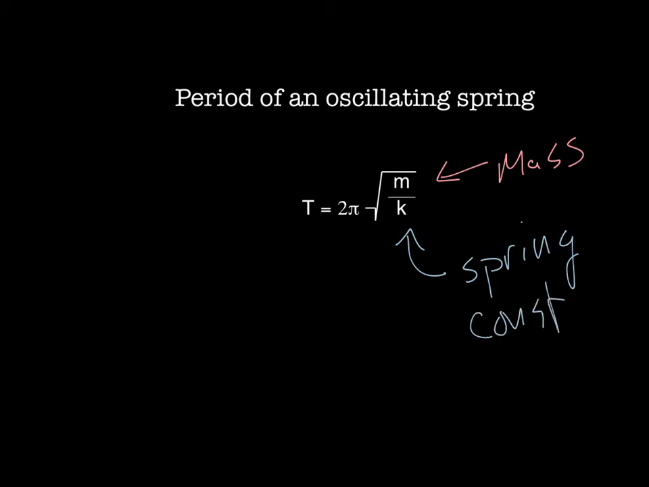So you'll see that the mass and the spring constant are what affect the period. If I increase the mass, it's in the numerator, so the period gets longer or bigger. If I decrease the mass, then the period is going to get smaller. If I increase k, then the period gets smaller because k is in the denominator, so it's going to make this whole thing smaller. So that is the equation for the period of an oscillating spring. T equals 2 pi times the square root of m over k.